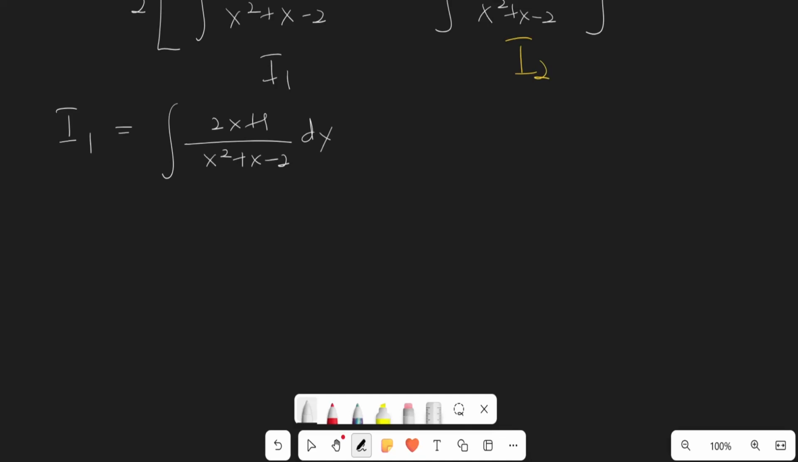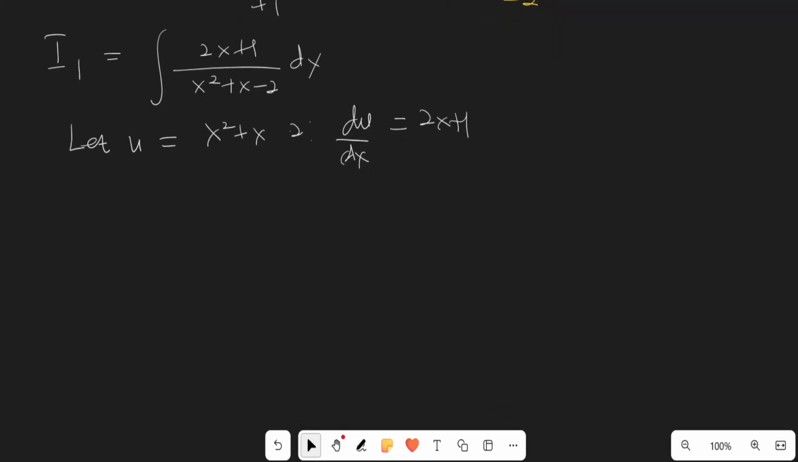So in that case, the value of my integral is just going to be the natural logarithm of x squared plus x minus 2. But you can use the u sub. You can let u be equal to x squared plus x minus 2. So you have du/dx is equal to 2x plus 1, and then du is equal to 2x plus 1 all multiplied by dx. So wherever you see 2x plus 1 multiplied by dx, you can just replace it with du.